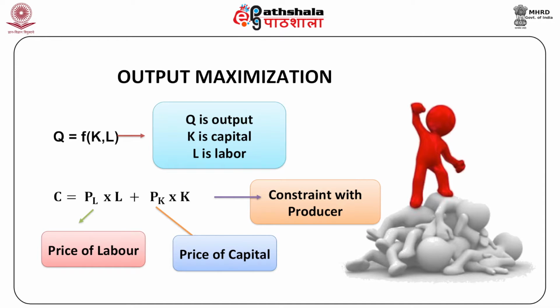Now we will be discussing output maximization. Let the output Q be a function of two factors of production, labor L and capital K. That is, Q is a function of K and L, which is represented by equation number 8, where Q is the output, K is the capital, L is labor. Assume C is the total resources available with the producer, which may be used to employ capital and labor. Therefore, the constraint with the producer is C is equal to PL into L plus PK into K, where PL is the price of labor and PK is the price of capital.